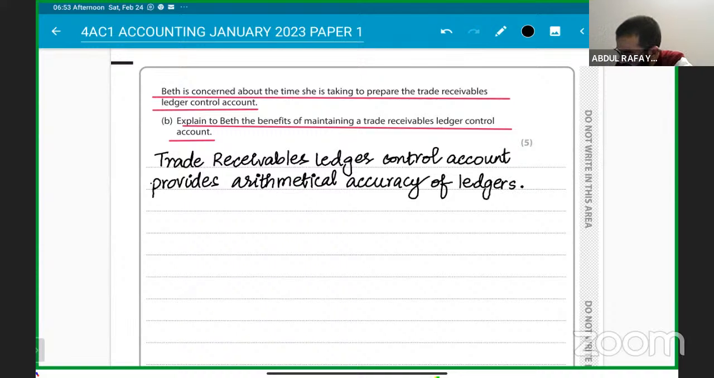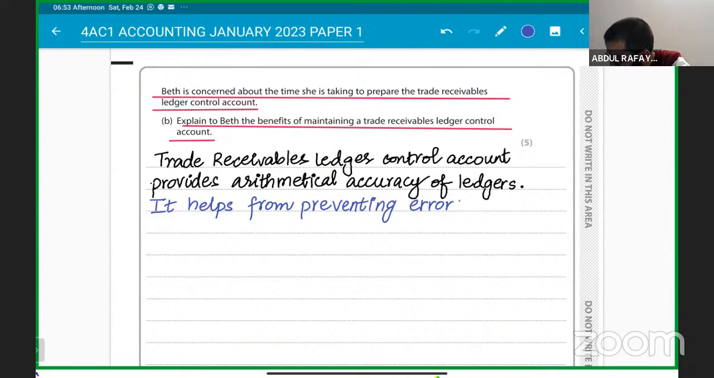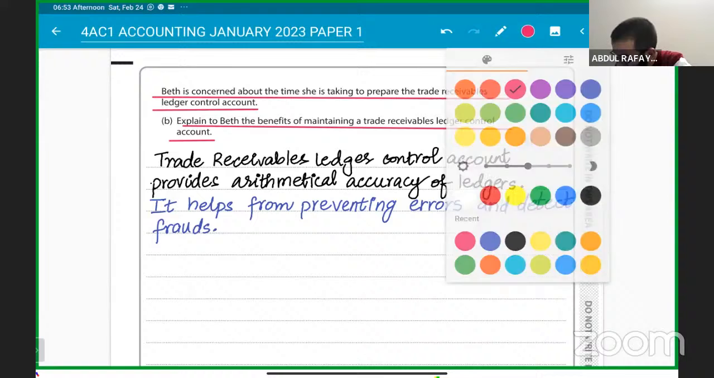Whatever point you said, you can write that as well. It helps in preventing errors and detecting fraud. Understood? Getting it? You can write this point as well, preventing errors and detecting frauds.